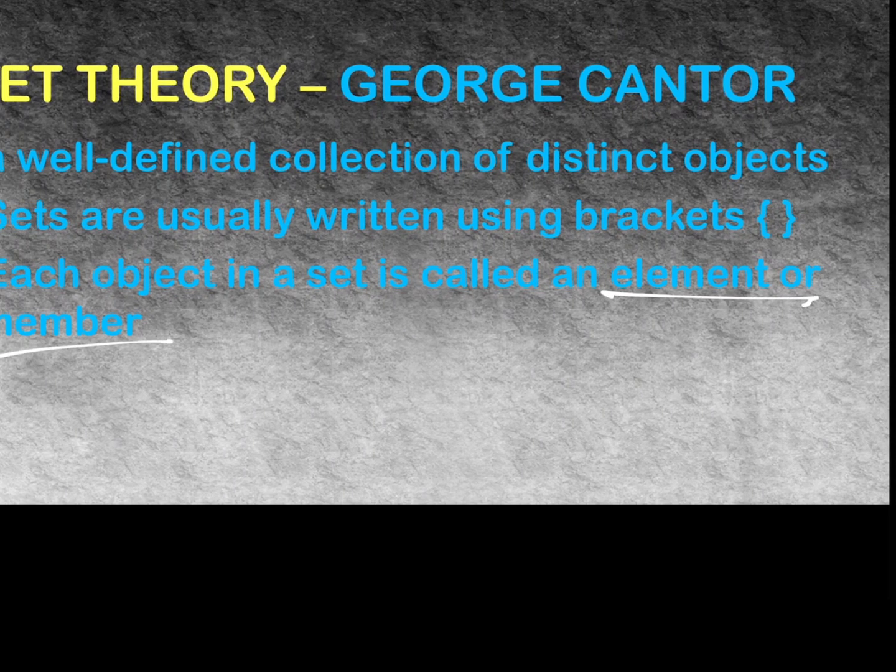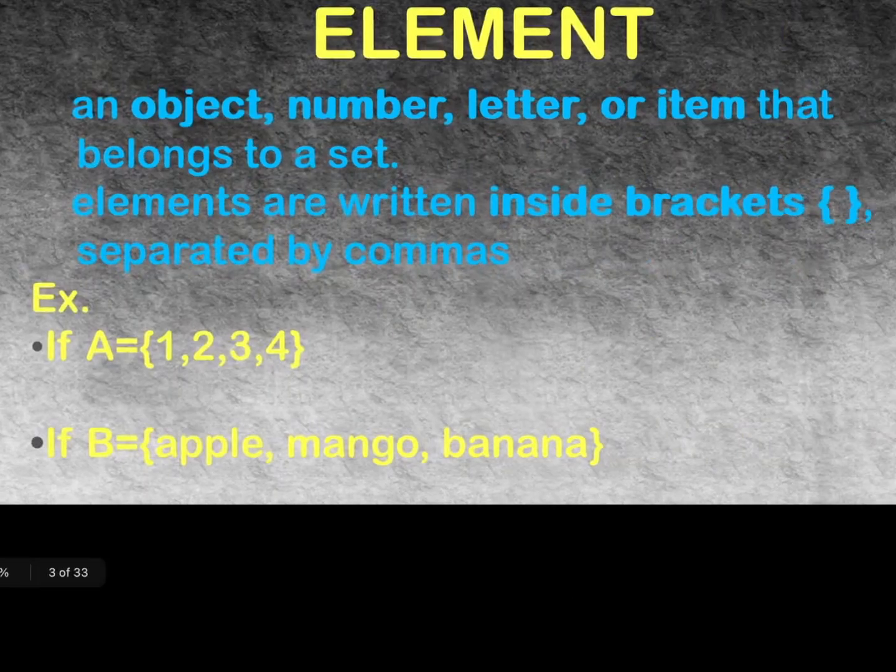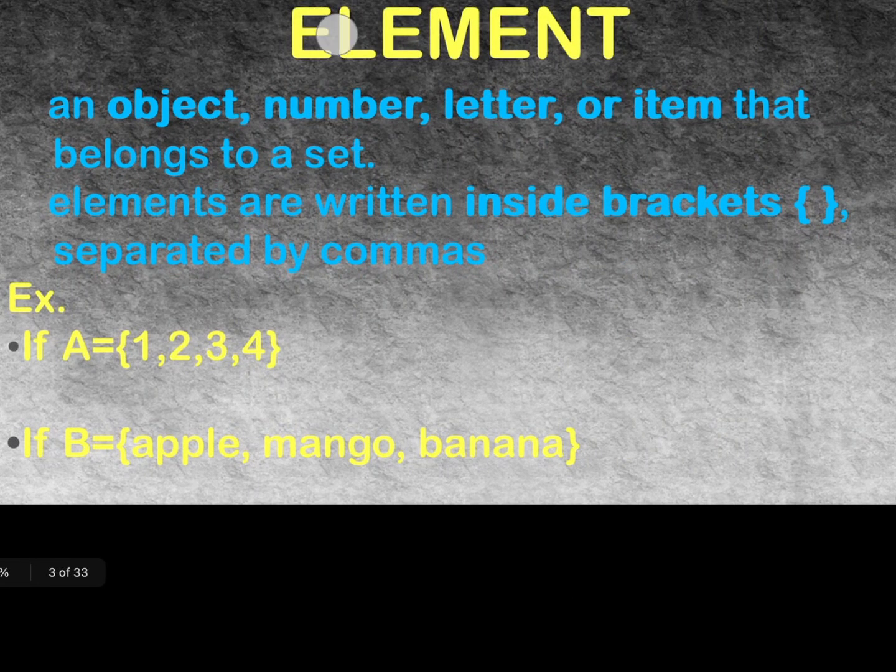So when we say element or member, those are inside the set. So again, what is an element? An element is an object, number, letter, or item that belongs to a set. Elements are written inside the brackets, separated by commas. Example, set A is {1, 2, 3, 4}.